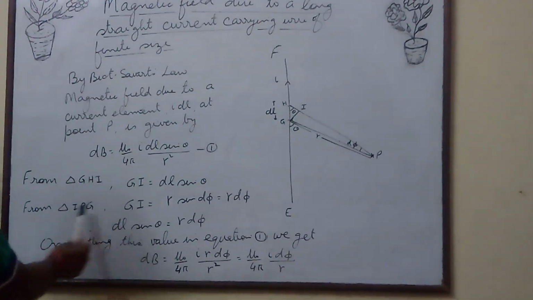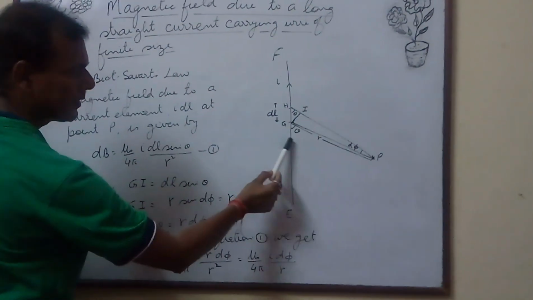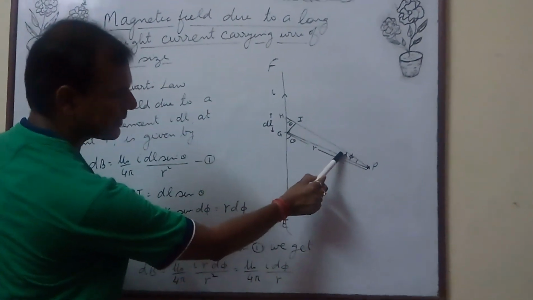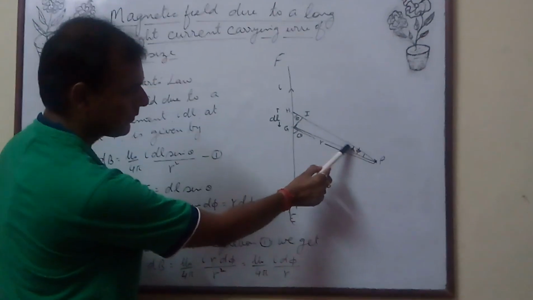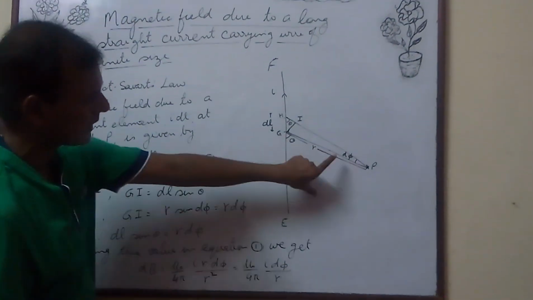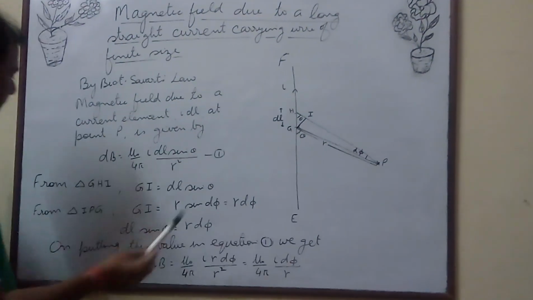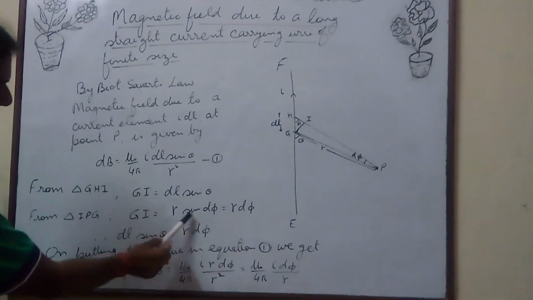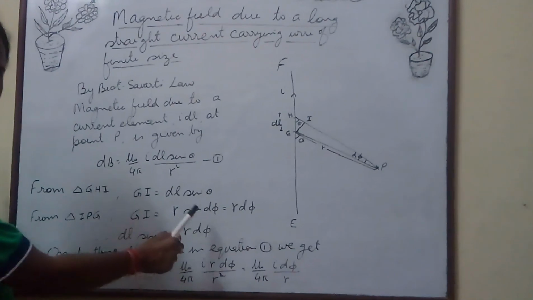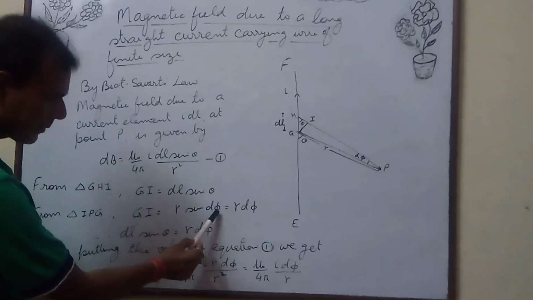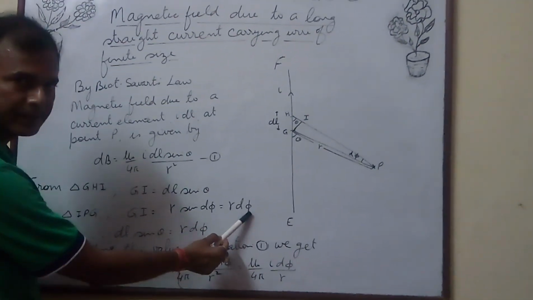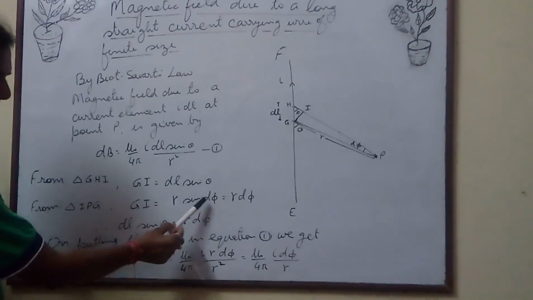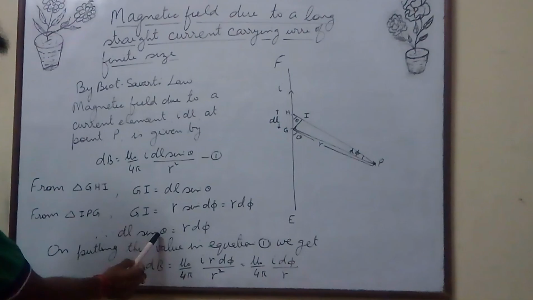And from triangle IPG, as this length is very small, this angle will be very small. I have taken this as d phi. dl is a very small length, so this angle is very small, tending to 0. d phi. From triangle IPG, again find out GI. This is r sin d phi. Now for very small angle, sin theta becomes theta only. So this is r d phi. Thus, this is also GI. So we get dl sin theta is equal to r d phi.